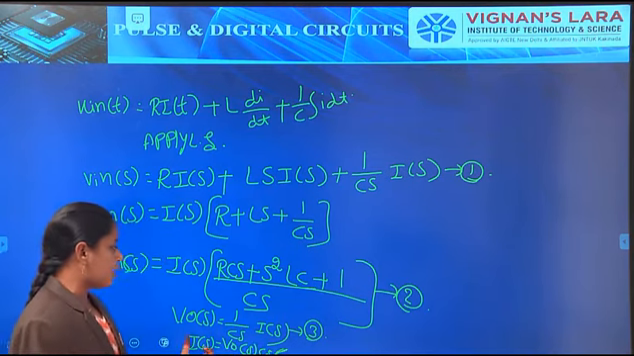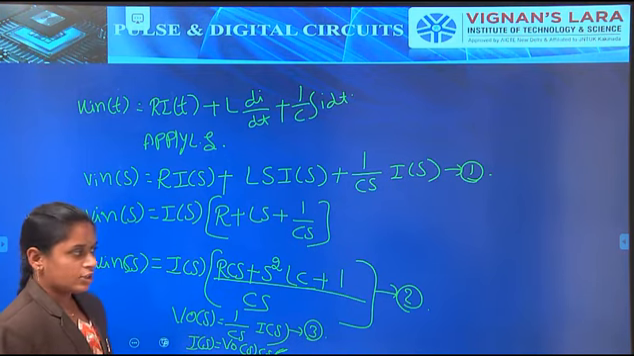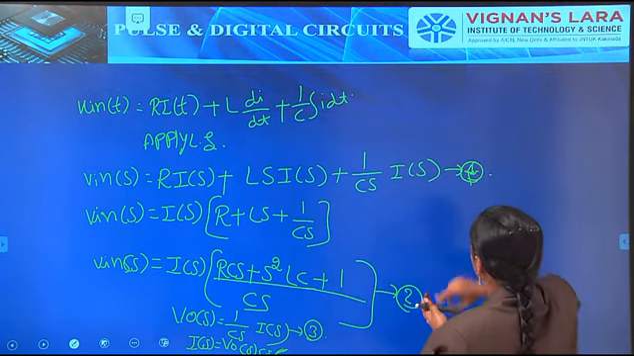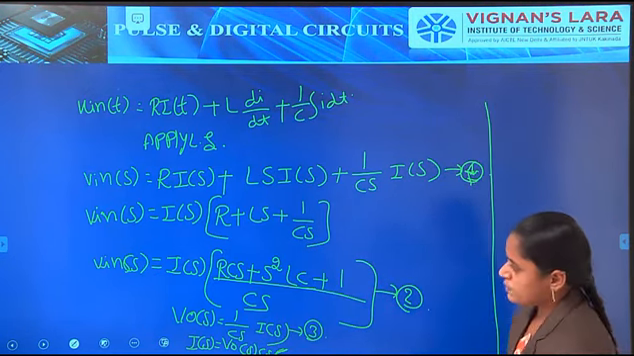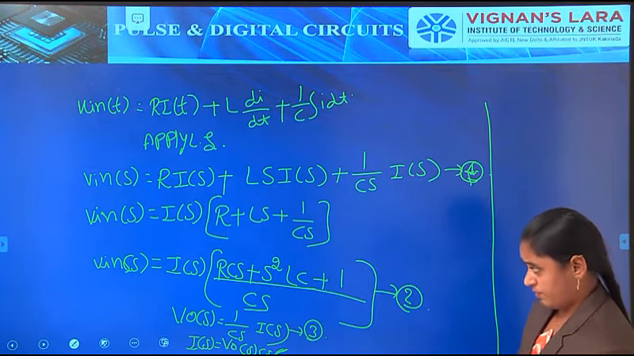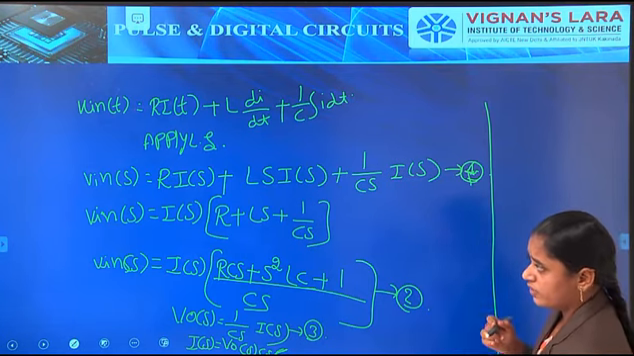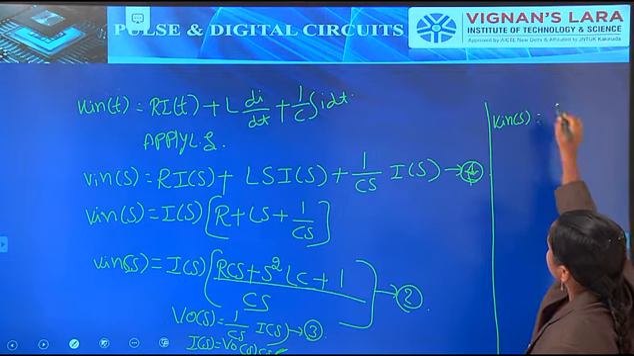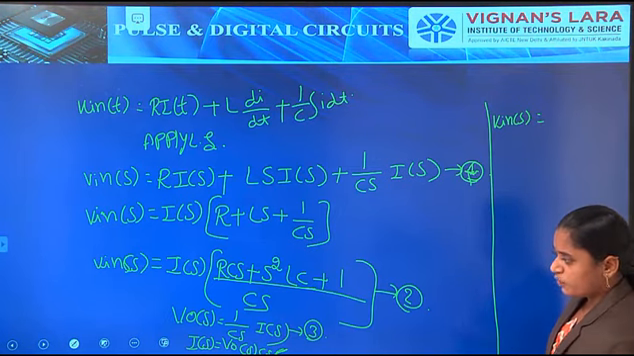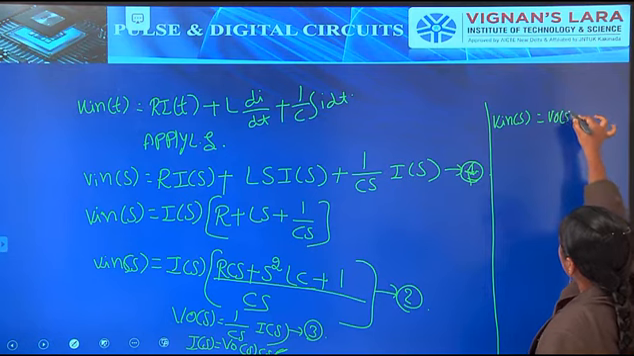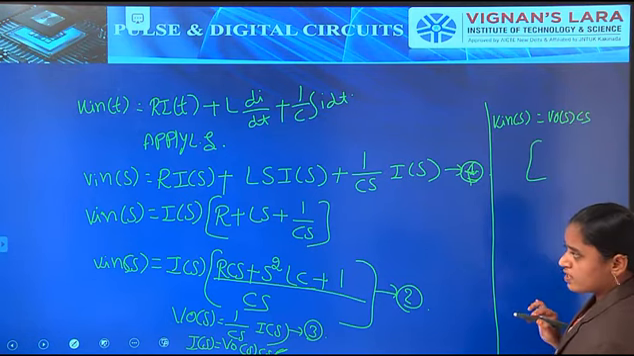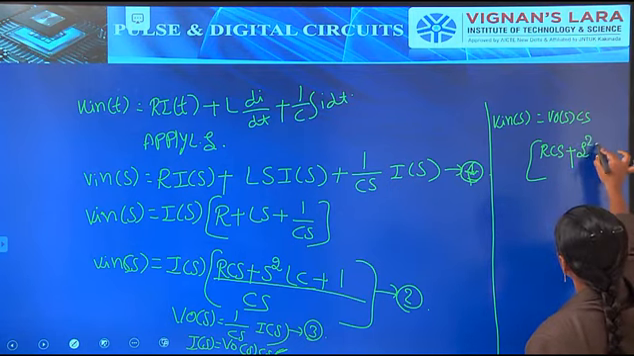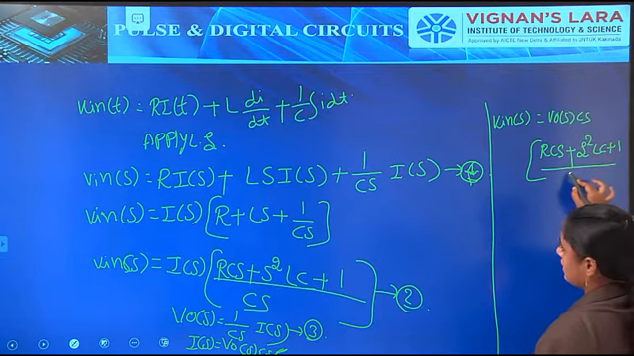So substitute this I of S value in equation number 2. Then the equation can be written like this. Substitute the I of S value in the Vn of S, that is equation number 2. So then equation number 2, Vn of S is equal to V naught of S into Cs into RCS plus S square LC plus 1 by Cs.